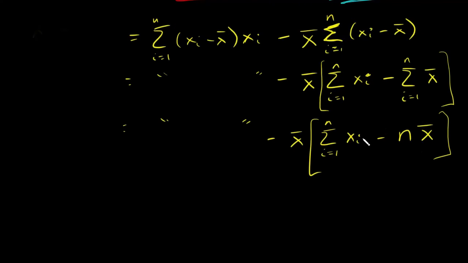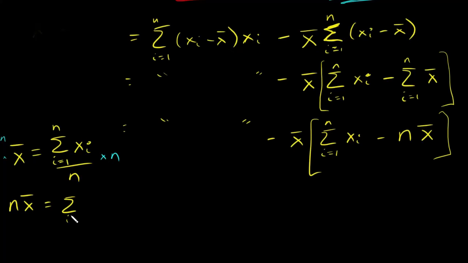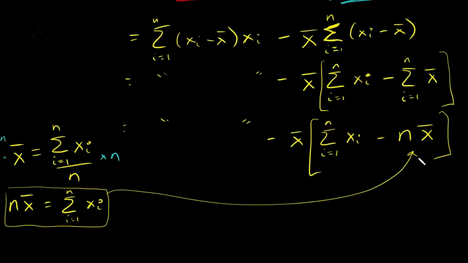All right. So now, what is n times x bar? Remember, what is x bar? X bar is the sample mean: the sum from i equals 1 to n of xi divided by n. So I can use algebra and multiply both sides by n, and I will have n x bar equals the sum from i equals 1 to n of xi. So let's plug that in for n times x bar.